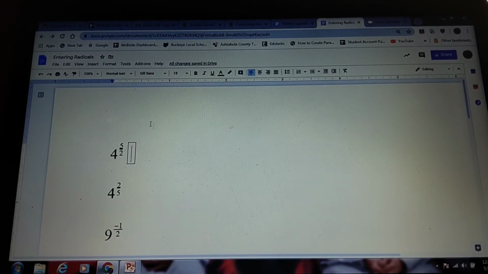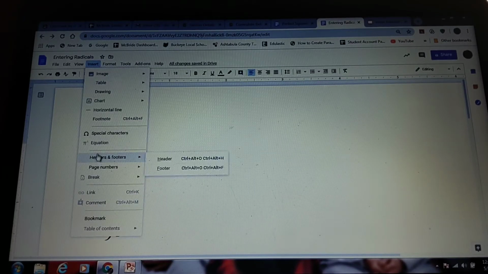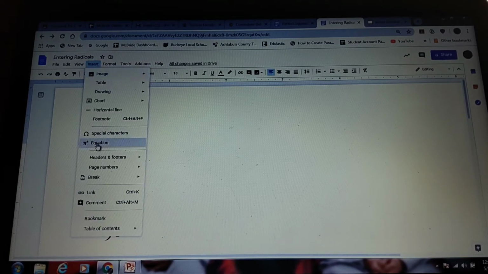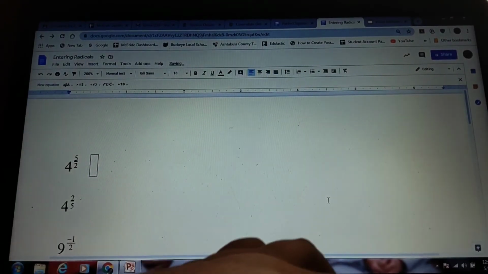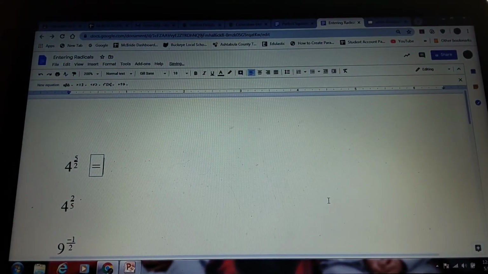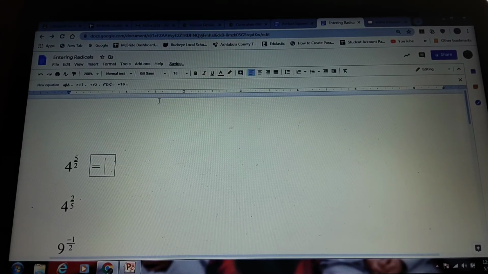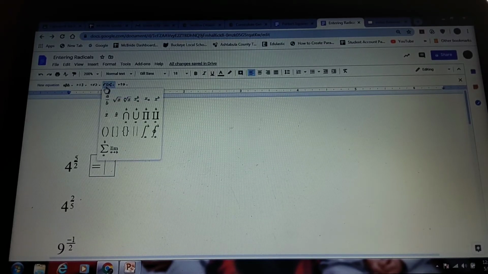You're going to go up to your toolbar here and hit Insert, pick the equation, and I'm going to hit my equals. Now I have to turn this into a radical with a power. So I go to the equation toolbar and pick my x to the b, because I know it's going to end with a power. Then I'm going to go back to that toolbar and pick parentheses.